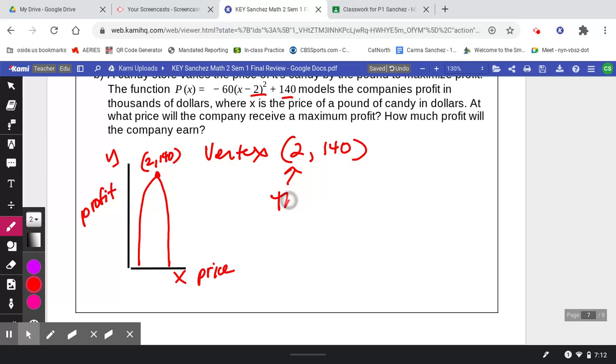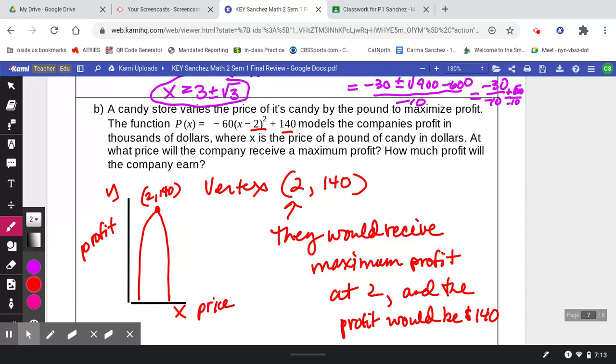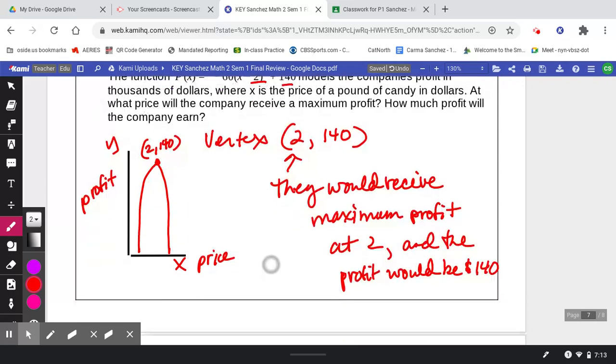So you would say they would receive maximum profit at 2, and the profit would be 140. And x is the price of the pound of candy in dollars. So $2. At what price did the company receive a maximum profit? It's $2. And then how much profit would they earn? 140.